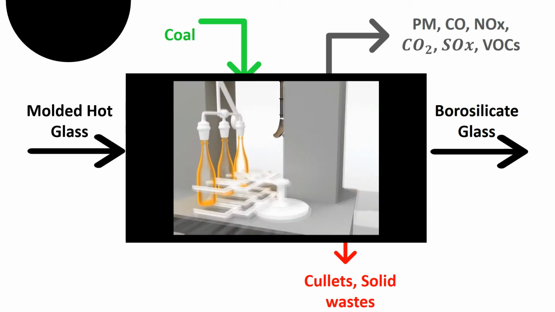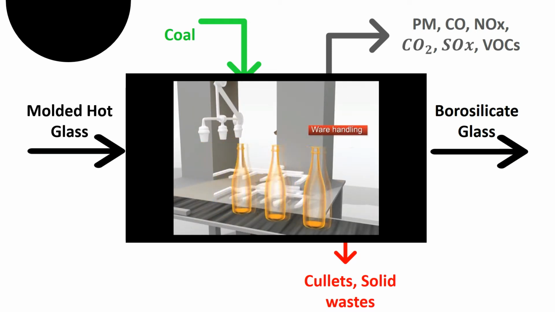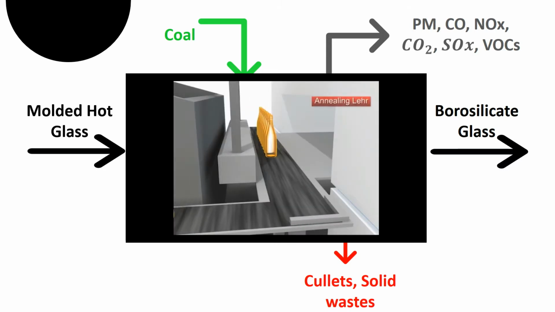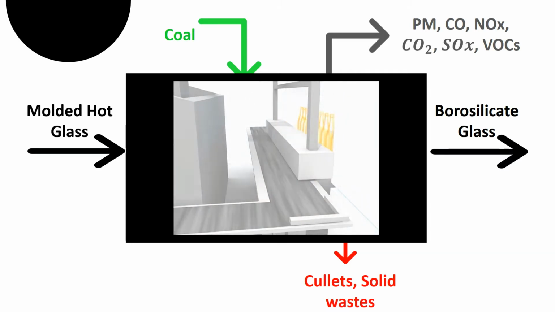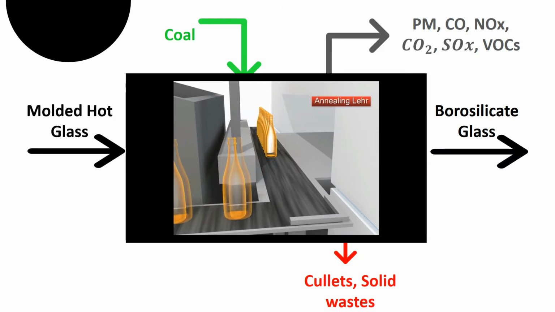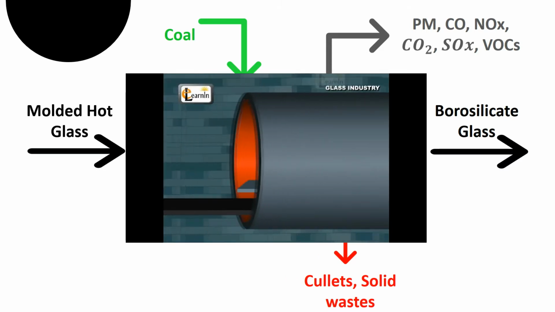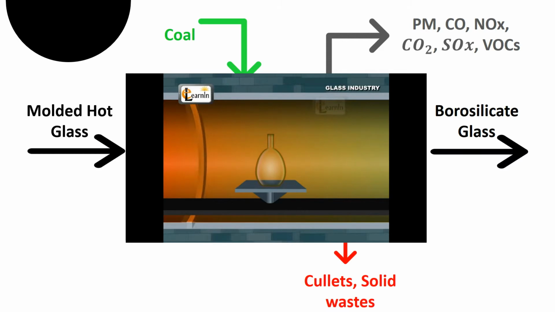The next process after molding the pure raw materials is annealing. Annealing is a process that alters the physical and sometimes chemical properties of a material to increase its ductility and reduce its hardness, making it more workable. It involves heating a material above its recrystallization temperature, maintaining a sustainable temperature, and then cooling.